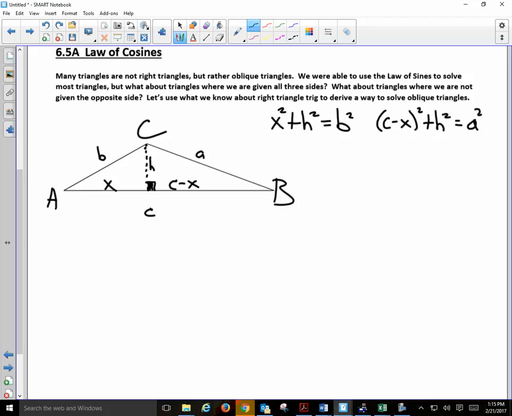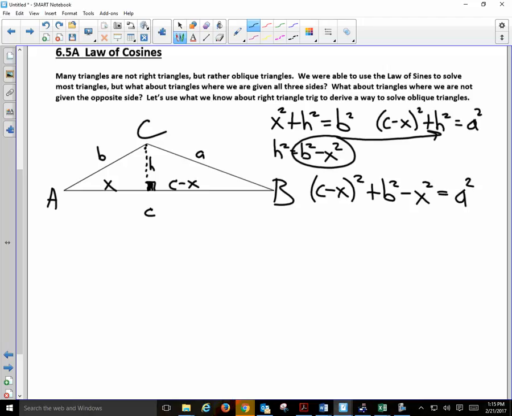H squared. Well, if I solve for H squared, namely if I write H squared is equal to B squared minus X squared, I can substitute it right in for the H squared. So now I have a new formula: C minus X quantity squared plus B squared minus X squared is A squared. I have all three sides, A, B, and C, but then I have this X thing.